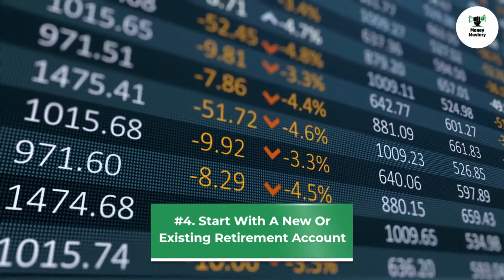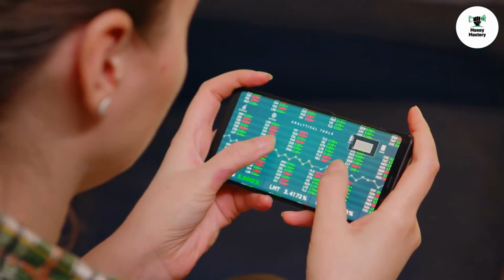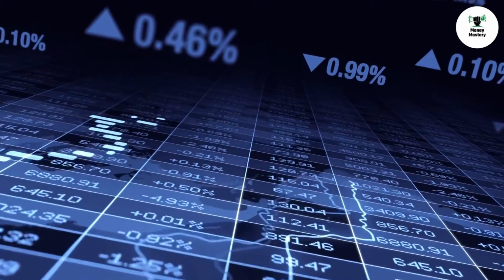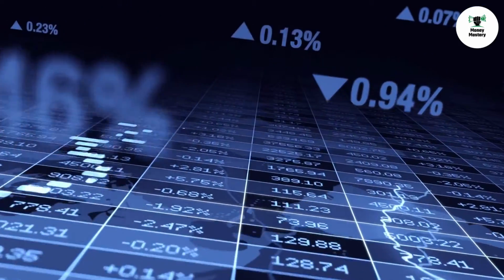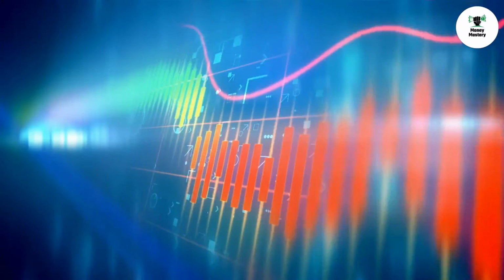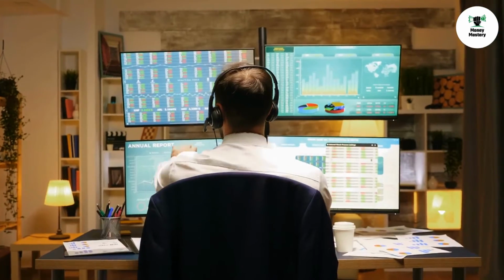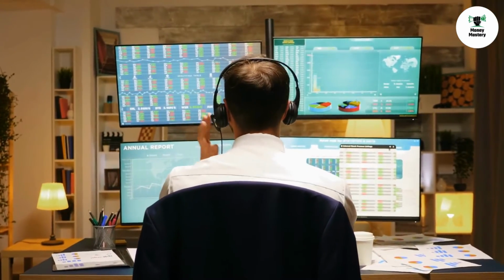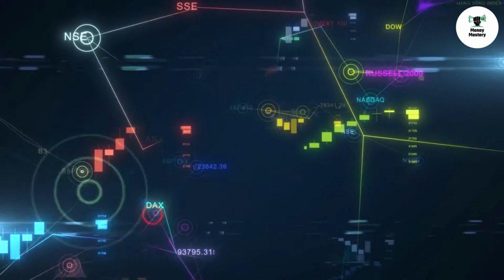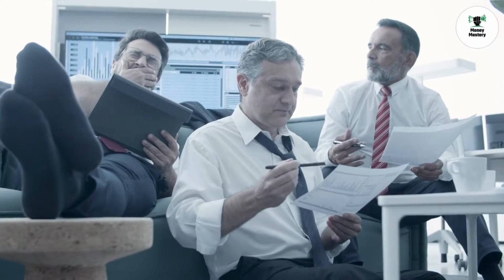Number 4. Start with a new or existing retirement account. A retirement account is one method to start investing. Using a brokerage account, you can open or access an individual retirement account, or IRA. Then decide on assets that are consistent with your objectives. If you already have a 401k through your workplace, it's often a smart idea to start building your IRA after you contribute to your 401k and meet the requirements for the corporate match. Employer match programs offer free money that you shouldn't pass up.